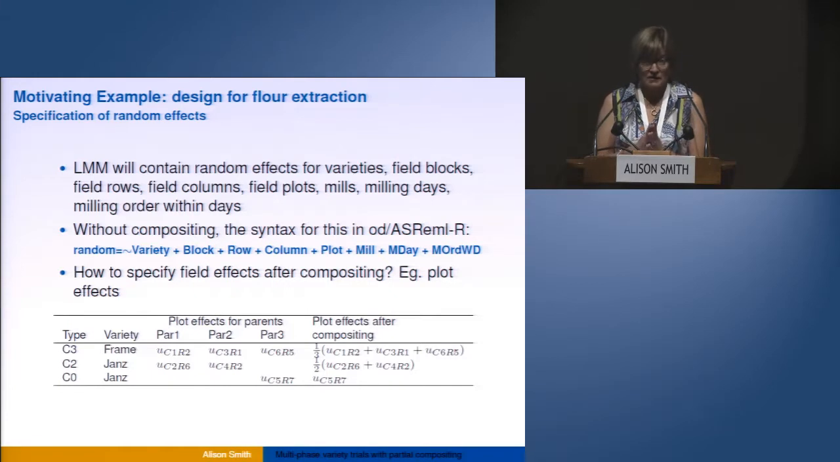If we've got compositing going on, then we end up with some non-standard design matrices. To see how we deal with this, look at the plot effects. If you remember the variety Frame, which was a composite of 3 parental plots, I've used U to represent the effects, so it's the effect for column 1, row 2, column 3, row 1, column 6, row 5. They were the 3 individual plots. When we composite, you can think of that as an averaging process. So essentially, the plot effect for the composite sample is just the average of those 3 effects. Similarly for Janz, when it was a composite of 2, it's the average of those 2 effects.